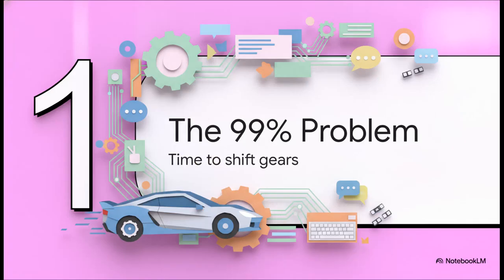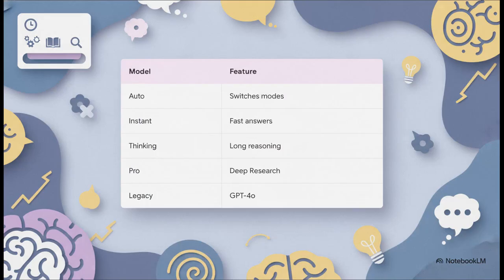All right, Section 1, the 99% problem. Let's see how recent massive updates have fundamentally changed how this tool actually operates. So if you're still just typing simple questions into a text box, it's kind of like you're driving a sports car, but you're stuck in first gear. This new model selector up in the top left corner, it changes everything.